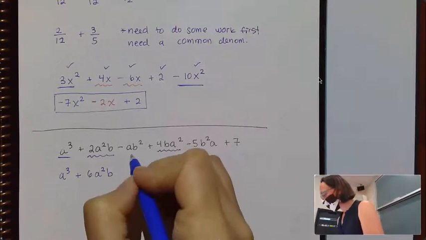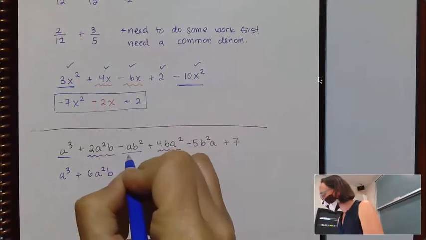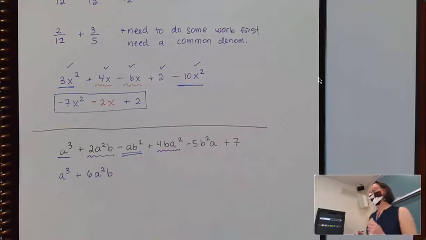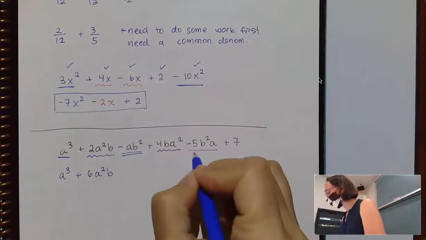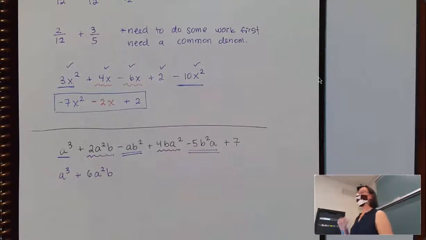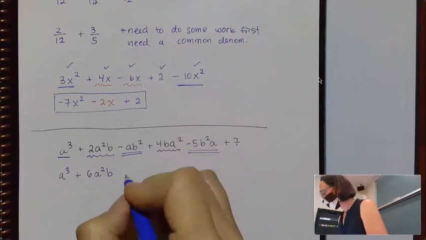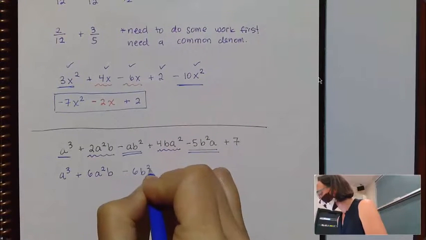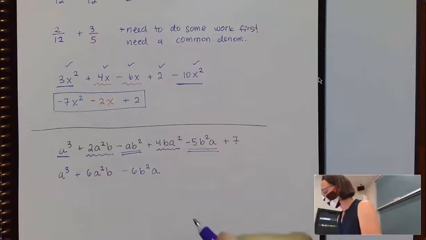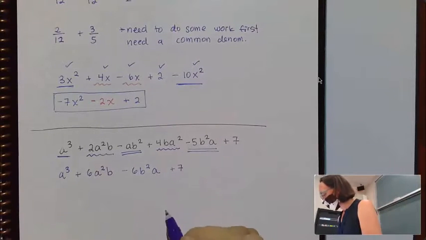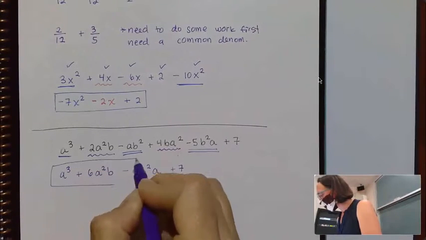Next up, if I look at that negative ab squared, and again, the order that we've multiplied things in doesn't matter. That is a like term to the negative 5b squared a, because they both have an a raised to the first power and a b raised to the second power. Putting those together, I'm looking at negative 6b squared a. And then we've got that lonely 7 hanging off the end. And that's the best we can do.